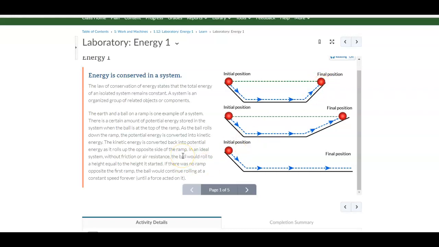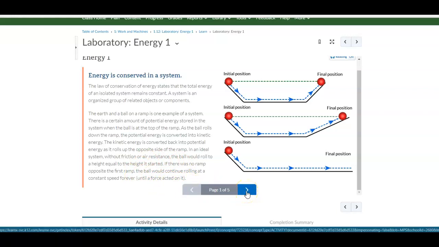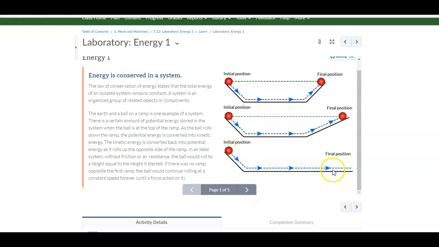So if there was no ramp opposite the first ramp, the ball would just continue rolling at a constant speed forever until a force acted on it. And we know that that is Newton's law. We talked about that being Newton's first law. So that's what it's saying here. It would just keep going.